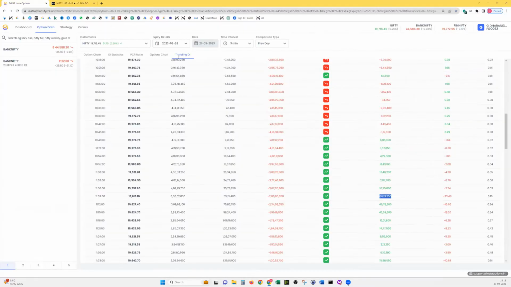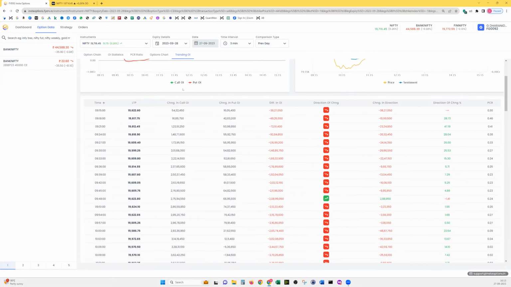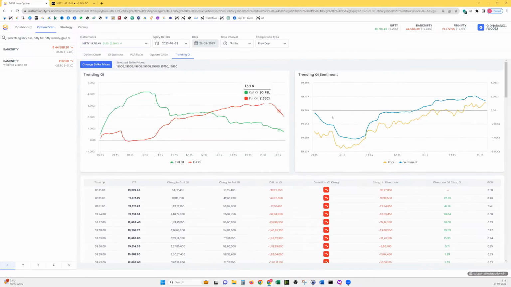And that is all about it. So now the retail traders have a major problem: they find it very difficult to understand the market sentiment. So what this Trending OA gives them is a very clear picture of what is exactly happening on the broader market, and what the big players are doing.